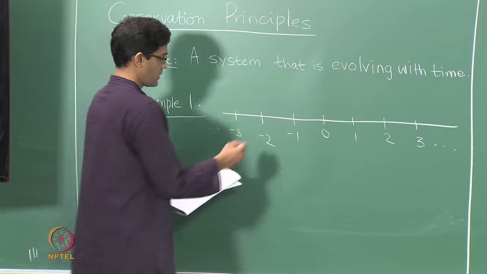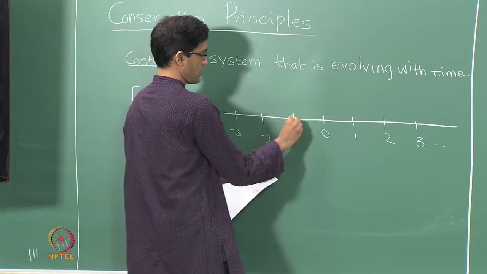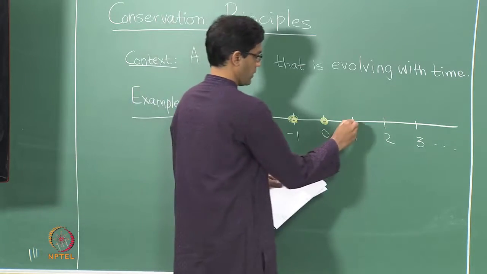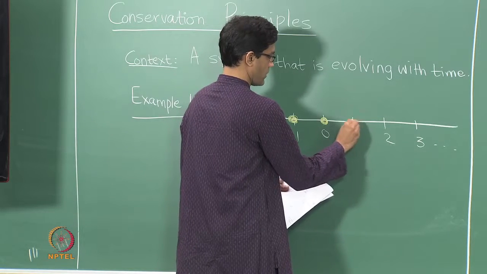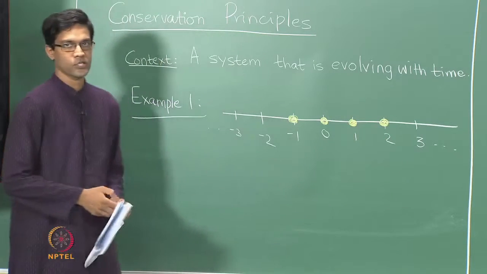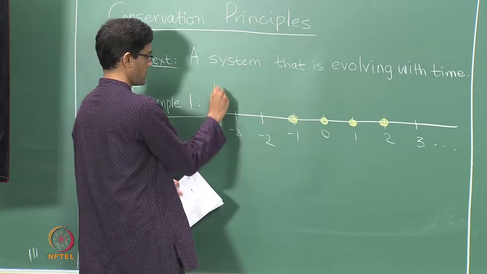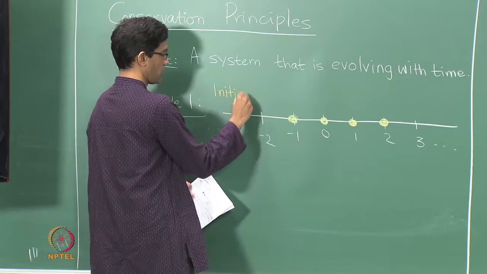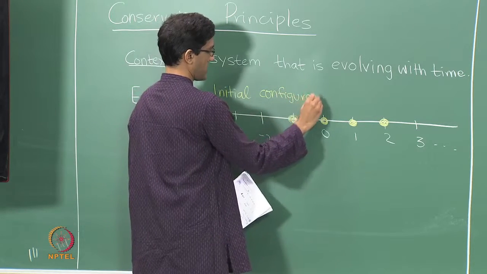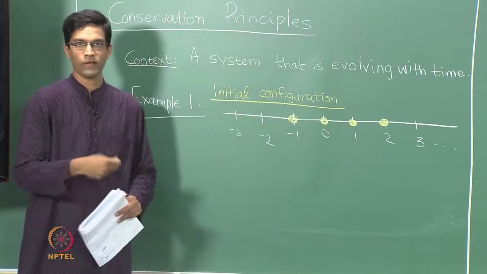So for a start, here's what I do. I have 4 coins, say one of them placed at minus 1, another placed at 0, 1 and 2. So here are my initial positions. I place 4 coins on these 4 integers. Okay, so this is my initial configuration of the system. So this is what happens at, let's say, time t equal to 0, and my system should now evolve with time.